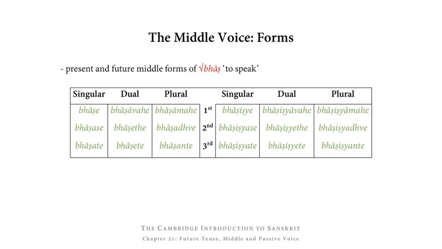In the future, we have the same marker that we also found in the active verbs, and so we get bhashishye, bhashishyase, bhashishyate, bhashishyavahe, bhashishyethe, bhashishyete, bhashishyamahe, bhashishyadhwe, bhashishyante.